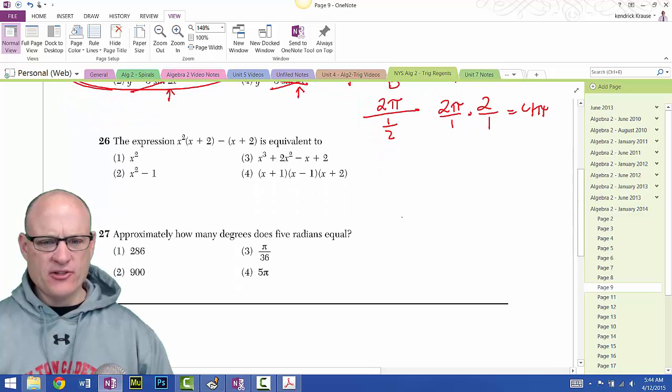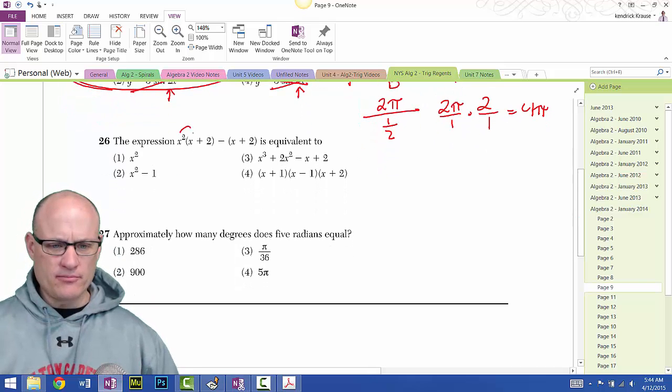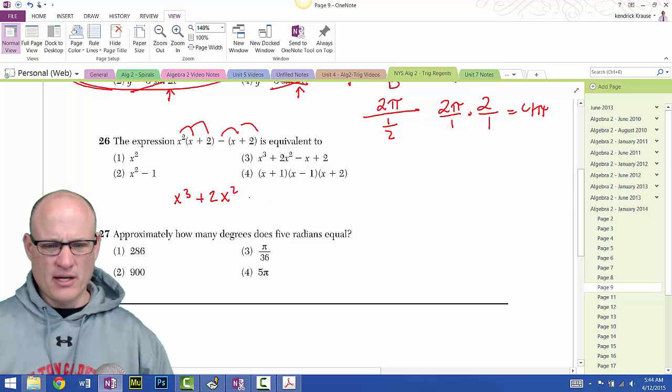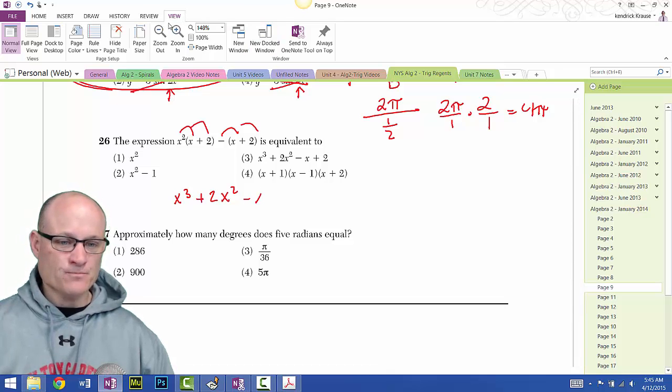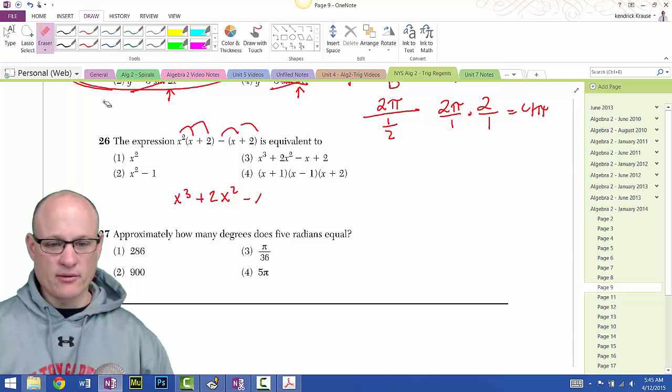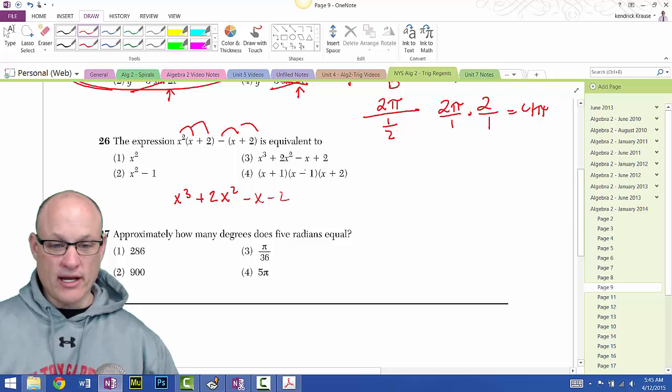All right. This expression is equivalent to, so we're going to distribute. So I get x cubed plus 2x squared. And then distribute. Minus x. Oh, crap. That's not what they're doing here. Sorry, didn't see what they're doing here. I mean, I could have finished this, minus x minus 2, but that's not one of the answers. Well, that's close to one of the answers. It's close to this one. You might want to think it's this one, but it's not because it's minus 2. So if a kid forgets to distribute that negative, they won't do that one right.